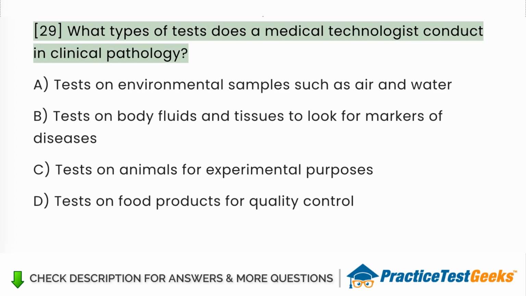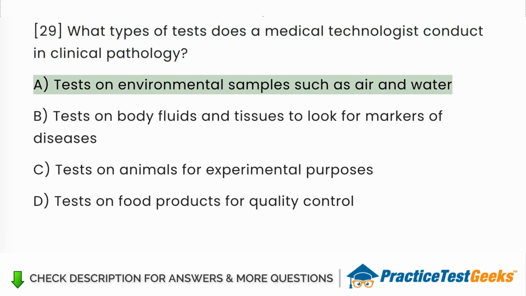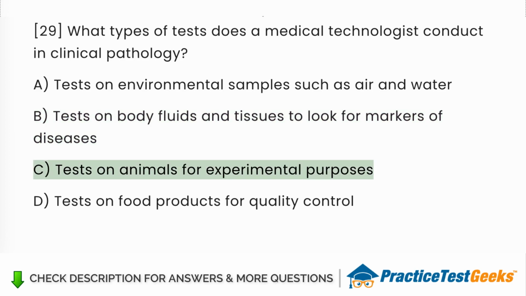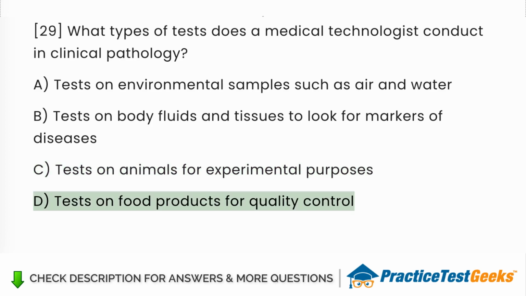What types of tests does a medical technologist conduct in clinical pathology? A. Tests on environmental samples such as air and water. B. Tests on body fluids and tissues to look for markers of diseases. C. Tests on animals for experimental purposes. D. Tests on food products for quality control.